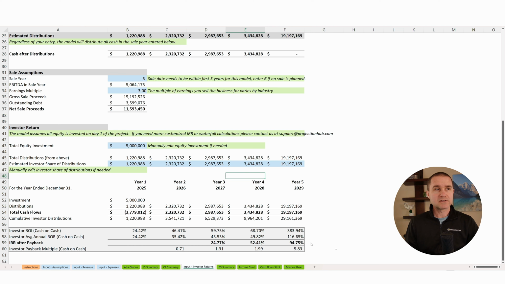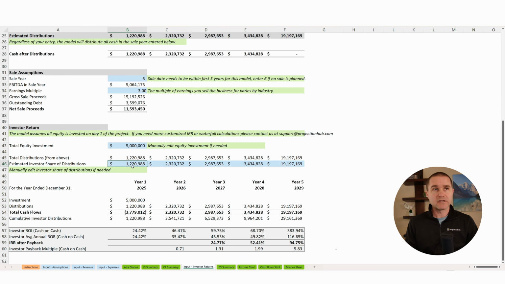And so based on all of those assumptions, we can see, okay, here's our internal rate of return for the investors with the $5 million investment based on those assumptions. Now, since this is a search fund model, as the searcher, as the operator, let's say you own 25% of the deal, even though maybe you didn't invest any cash into the acquisition.